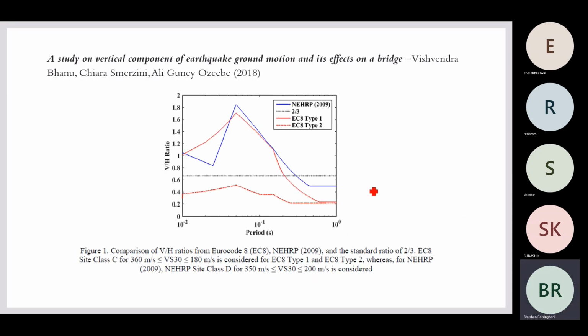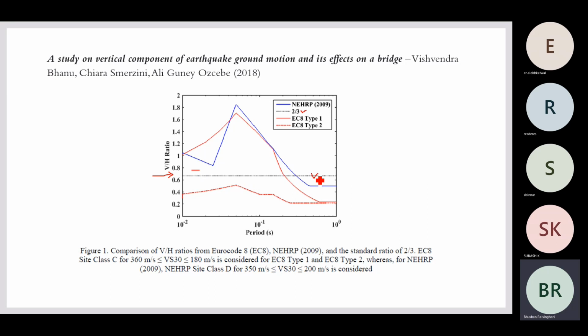Now, what is the problem with the definition of the response spectrum? So here you can see 2 by 3. This is what has been defined in the IS code. So this is 2 by 3, a flat graph, right? A flat graph is shown, that is 2 by 3 of the horizontal spectrum. Now what they say is that this is not representative of the vertical to horizontal ratio. It is not a real representative. It is an overestimation on one side, okay, and an underestimation on the other side.